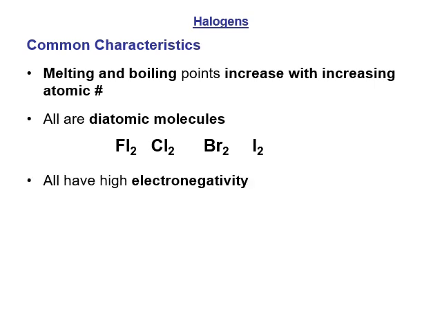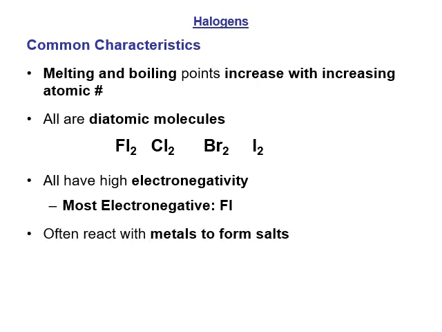As I mentioned, they have very high electronegativity. Electronegativity increases as you go right and up on the periodic table, and that's why fluorine is the most electronegative element. They will often react with metals to form salts. For instance, in this case, we have sodium and chlorine mixing together to turn into sodium chloride, or table salt.